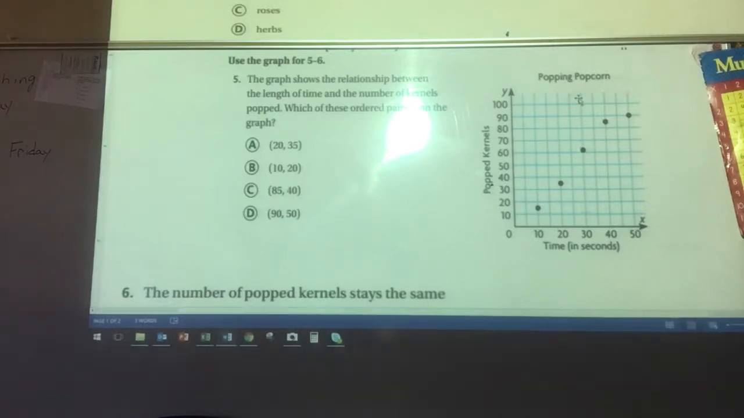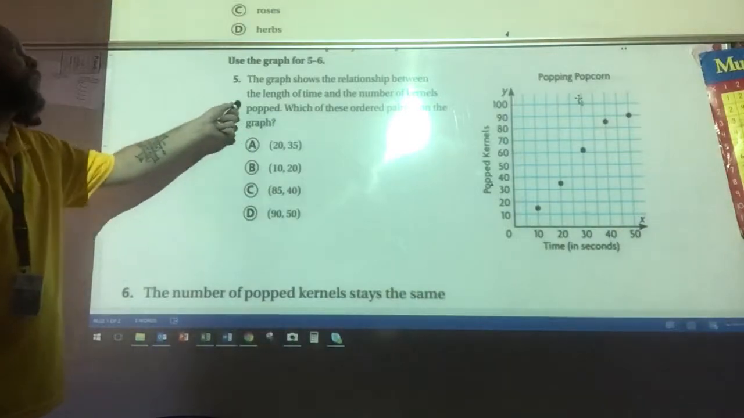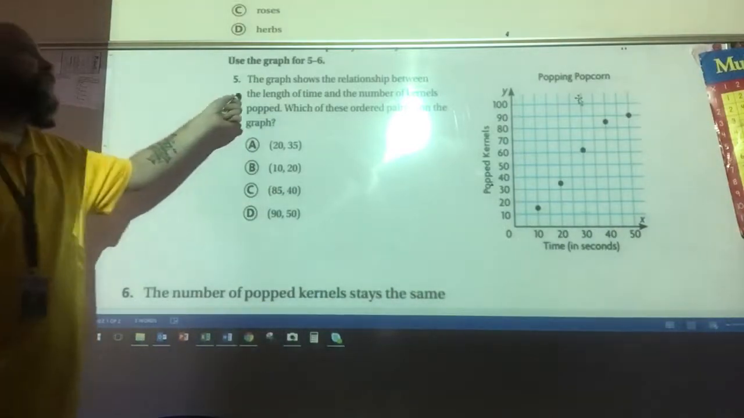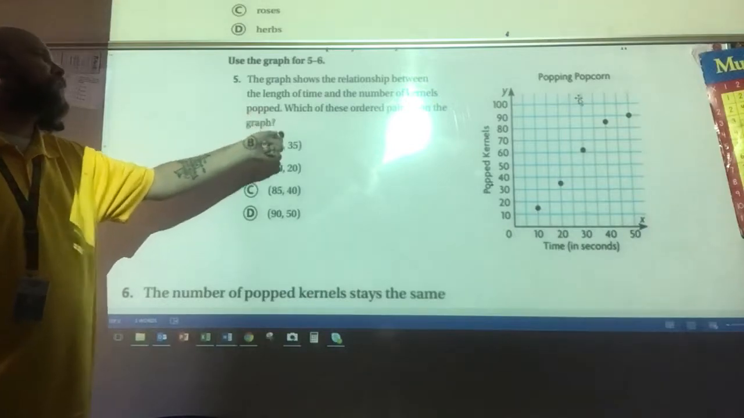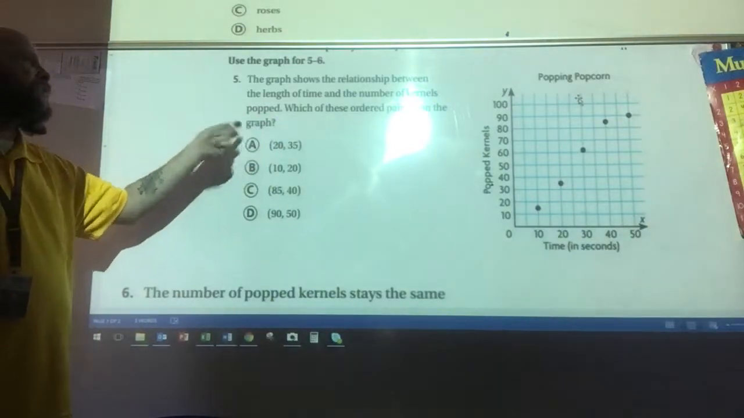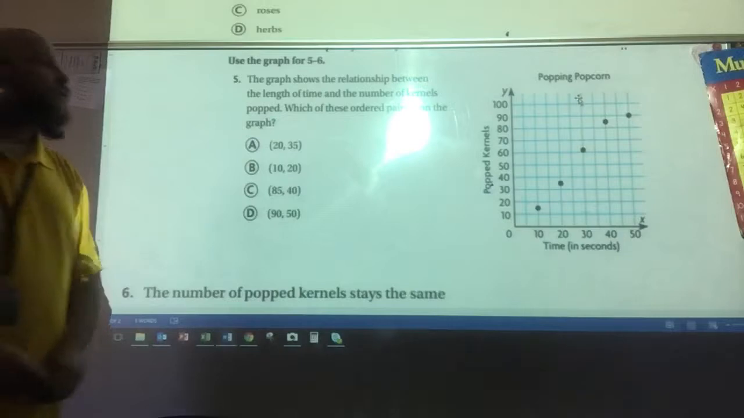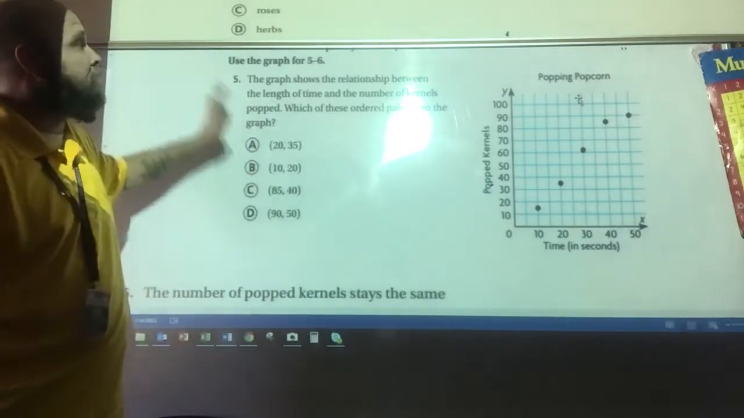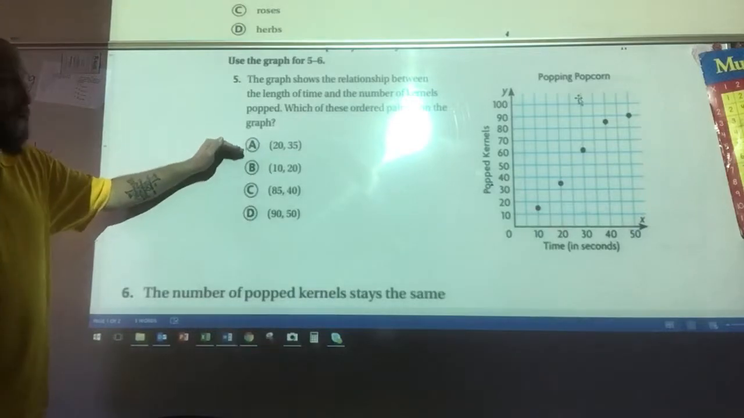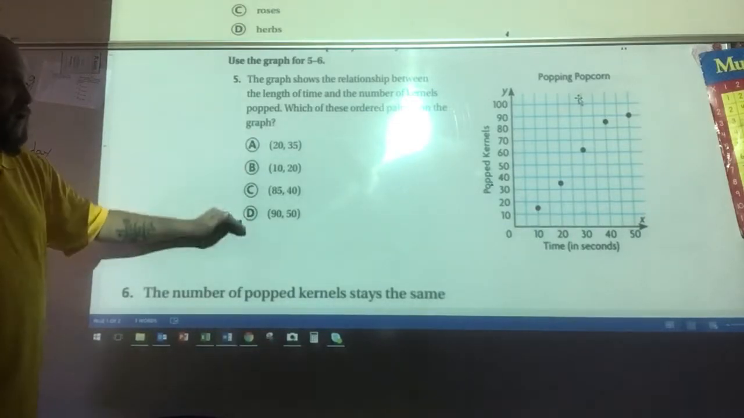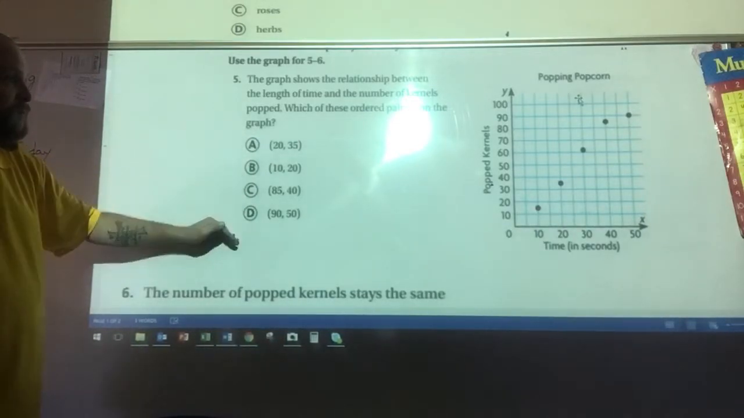Problems 5 and 6. Use the graph. The graph shows the relationship between the length of time and the number of kernels popped. Which of these ordered pairs is on the graph? You cannot miss this problem. Actually, we've done 3. You cannot miss any of these 3. All you have to do is check each one of these and see if it's on the graph.